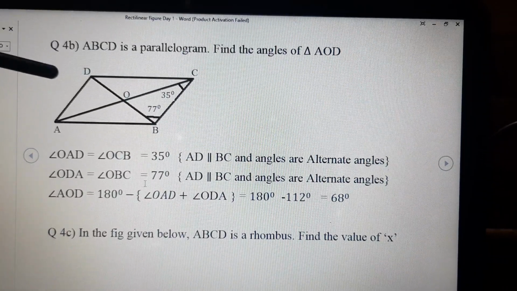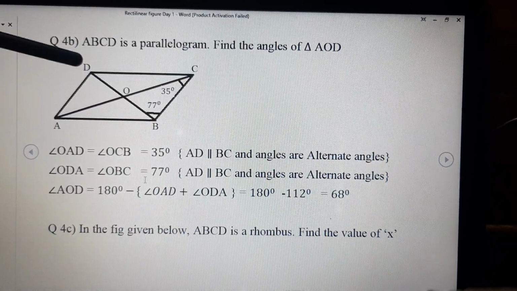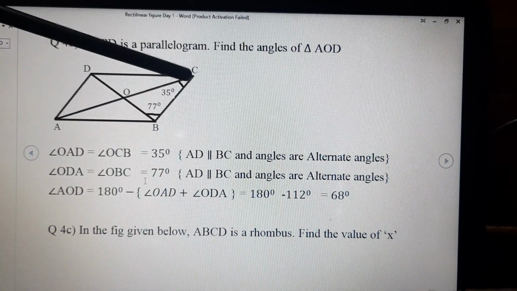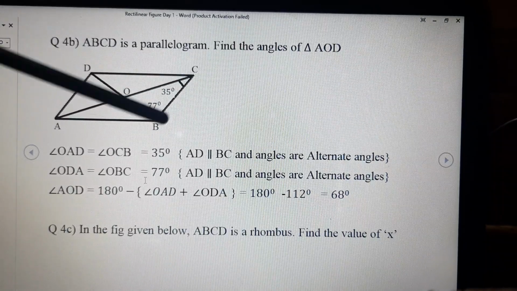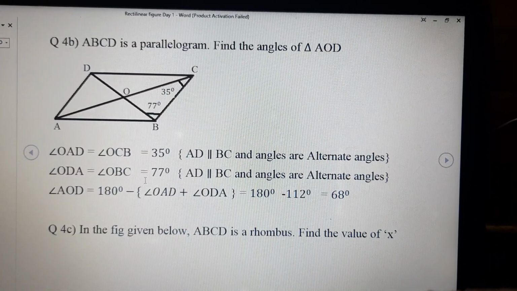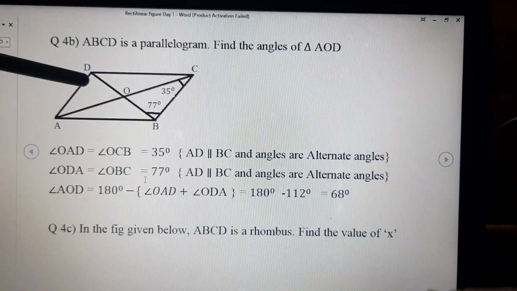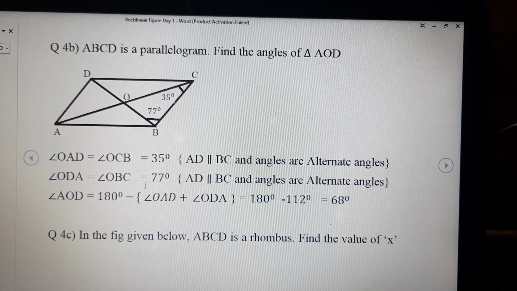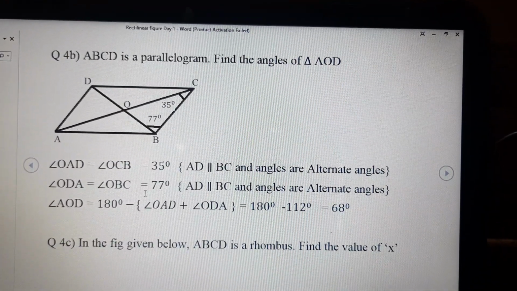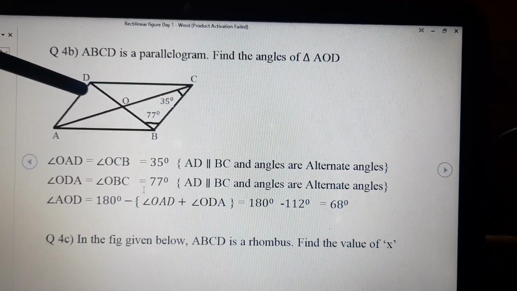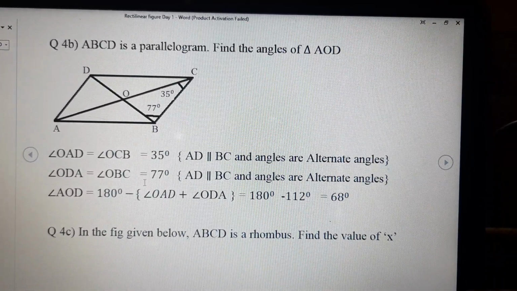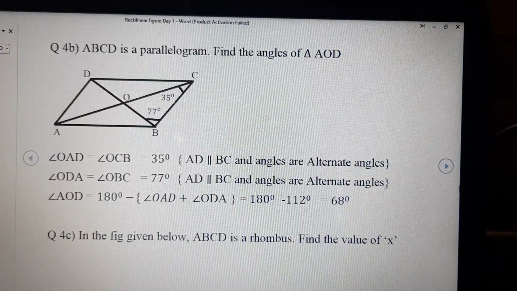Likewise, CD and AB are parallel to each other and they are 75 degrees. BC and AD are parallel to each other, and again they are making a Z. So 77 degrees, and this angle ADO will be 77 degrees because it is an alternate angle. Fine. Now we have this angle as 77, this angle as 35, so the third angle can be calculated by angle sum property.